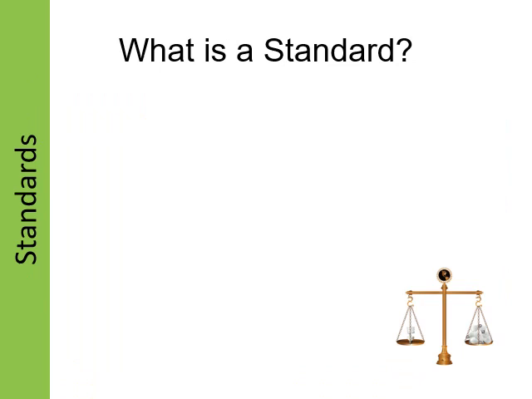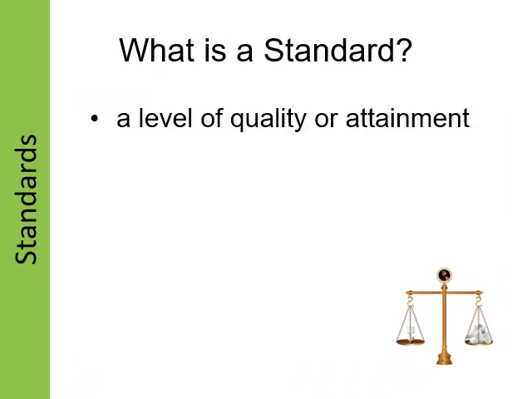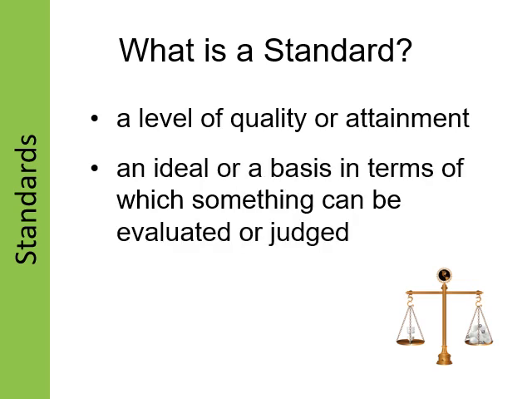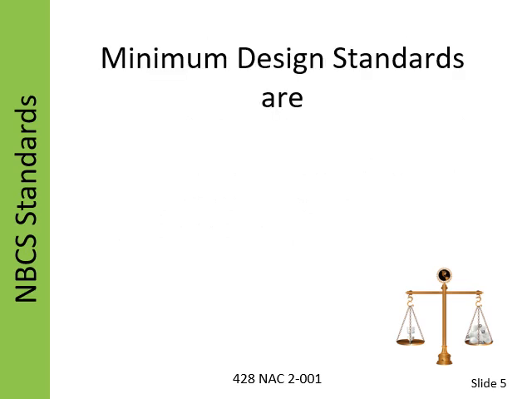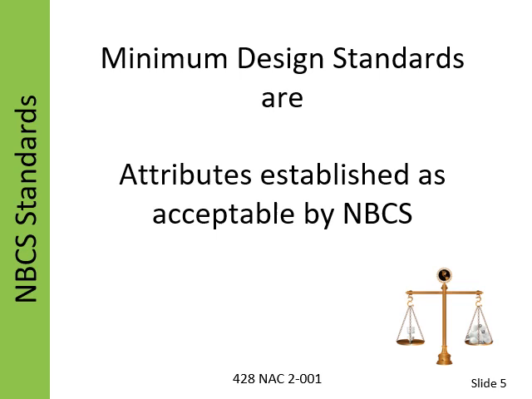A standard can be defined as a level of quality or attainment, or an ideal or basis in terms of which something can be evaluated or judged. The NBCS expresses the level, ideal, or basis as attributes, mostly as key criteria, and sets values for each criteria depending on the general category, urban or rural, functional classification, and other factors.